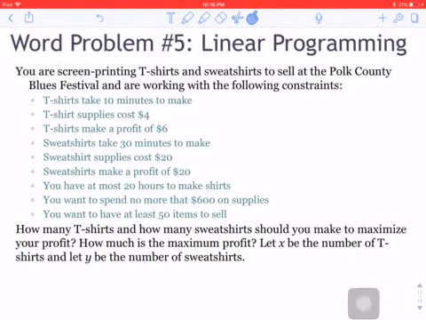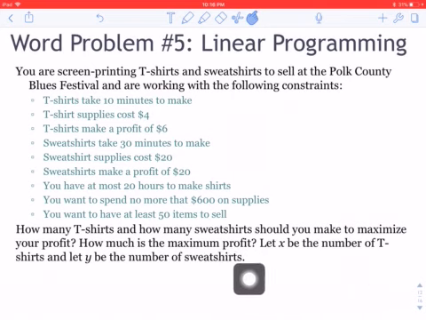So we have this word problem. It says you are screen printing t-shirts and sweatshirts to sell at the Polk County Blues Festival and are working with the following constraints. Now there's a whole list of information here, and I'm going to show you a way to help keep things organized because it's a lot of info and you need to have it all set up so that you can set your inequalities effectively. So the question will become, how many t-shirts and how many sweatshirts should you make to maximize your profit? How much is the maximum profit?